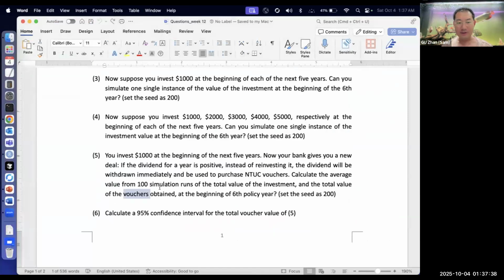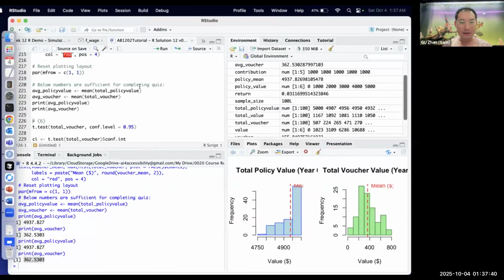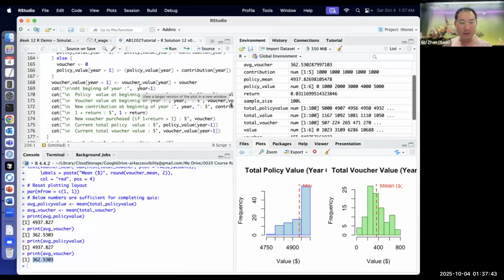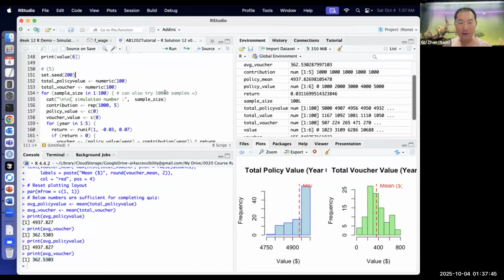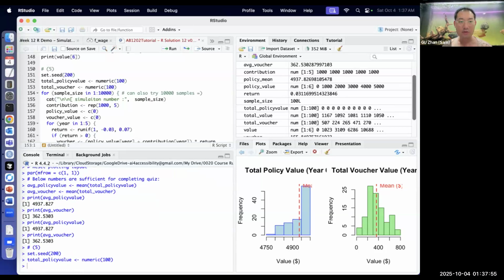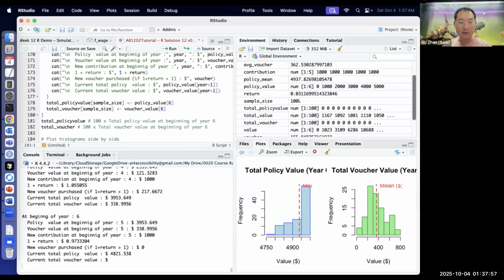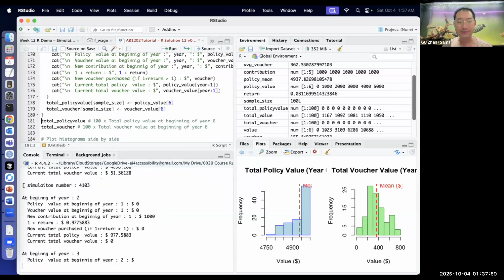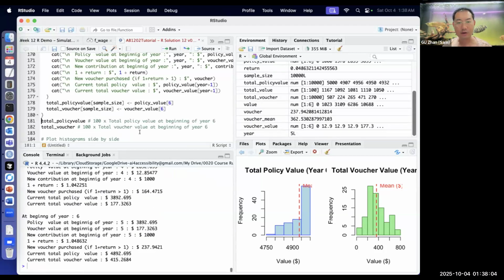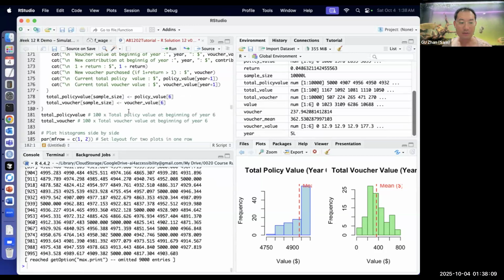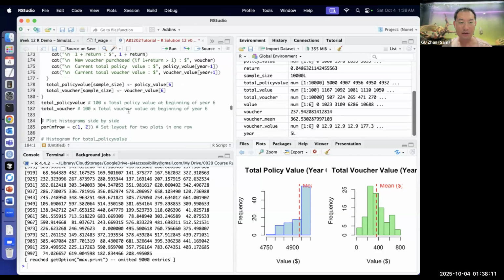Calculate the 95% confidence interval. Before we move to that, I think earlier I mentioned that instead of using 100, also try many samples. So add a few more zeros. Okay, that will run it. This will run slightly longer because we are going to run 10,000 times. So this runs pretty long. Now you have 10,000 values.